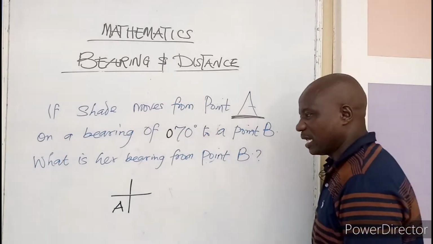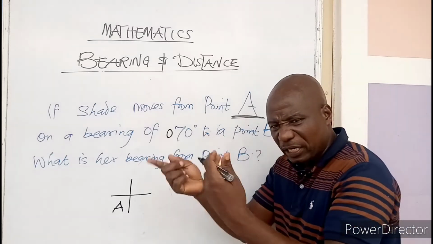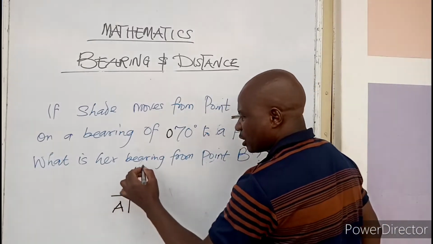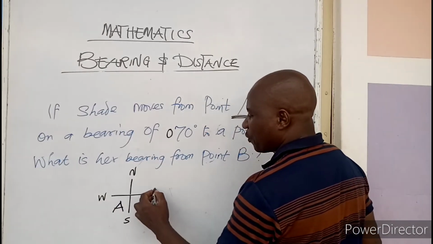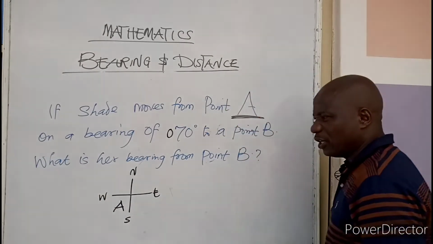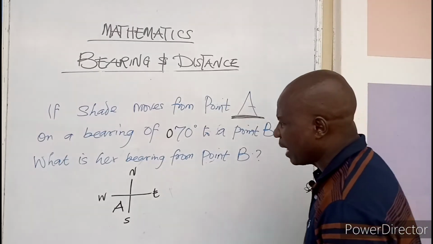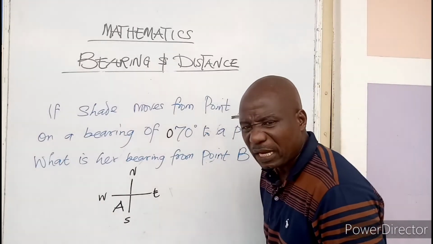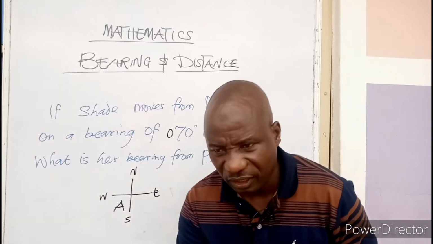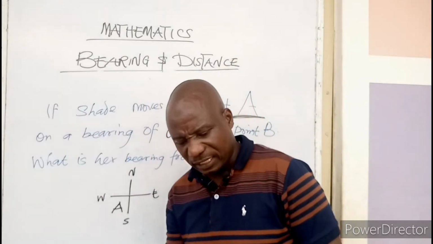Well, class, let us now start. The moment you are giving something like this, you don't have any problem. Just label your cardinal. We have north, south, west, and of course east. How did she move? She moves on a bearing of 70. Where did I say we start our bearing? We start from the north and we move out in a clockwise direction.